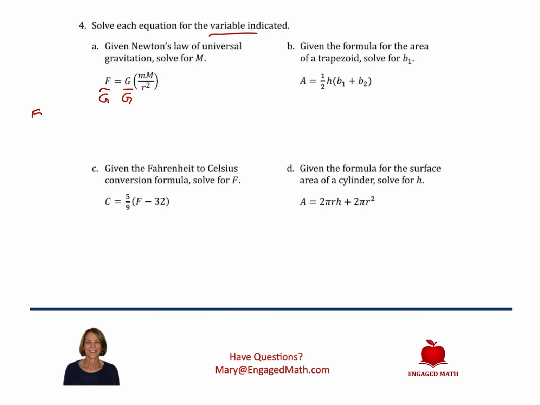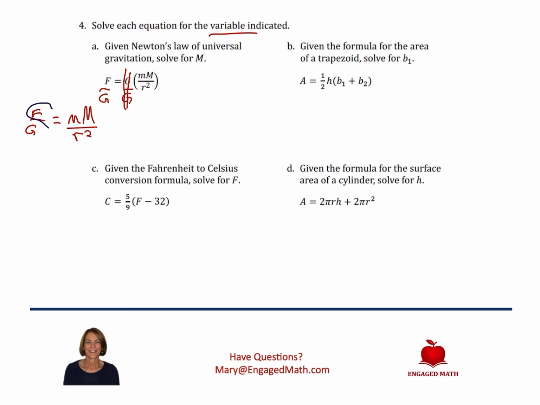g. And by the way, there are a lot of ways that we can approach these problems. So I'm going to approach it one way. You might have done it a slightly different way, and that's okay too. So this is going to be now F over g equals, and now the g's cancel. Those are gone. So I have lowercase m, uppercase M over r squared.